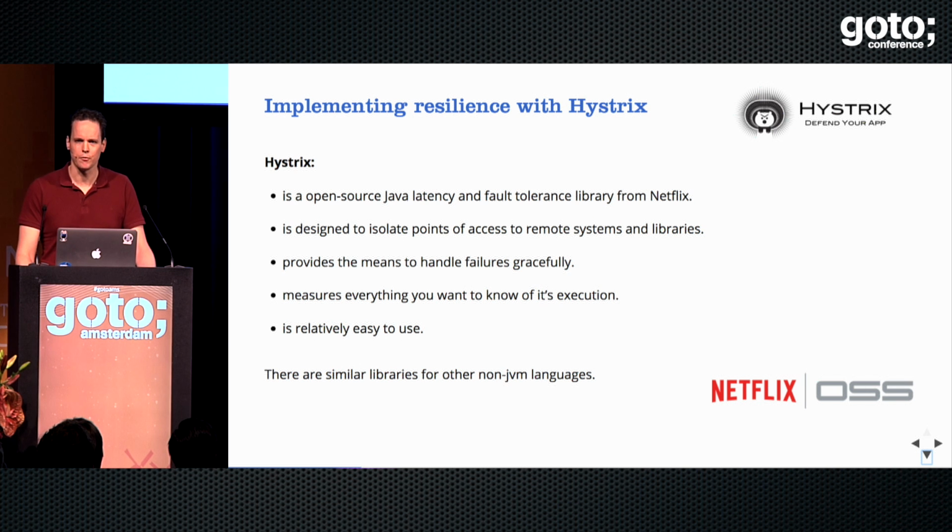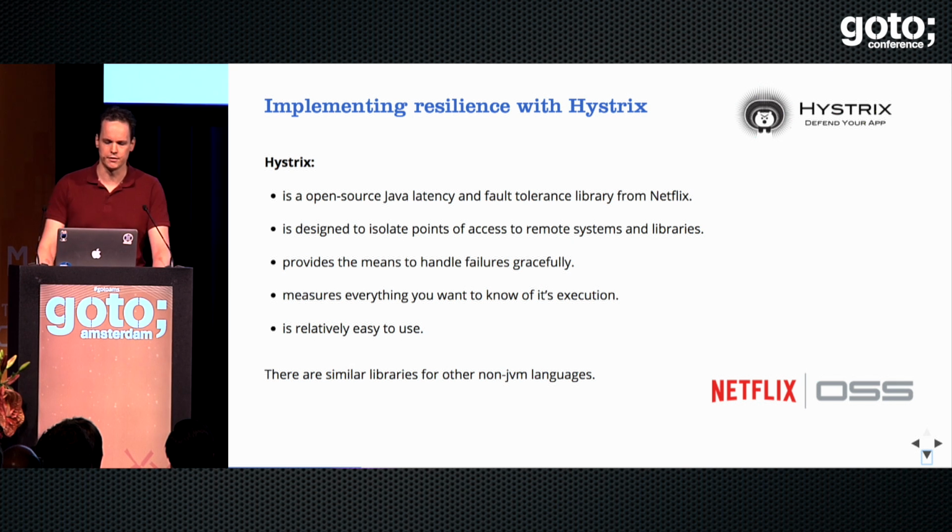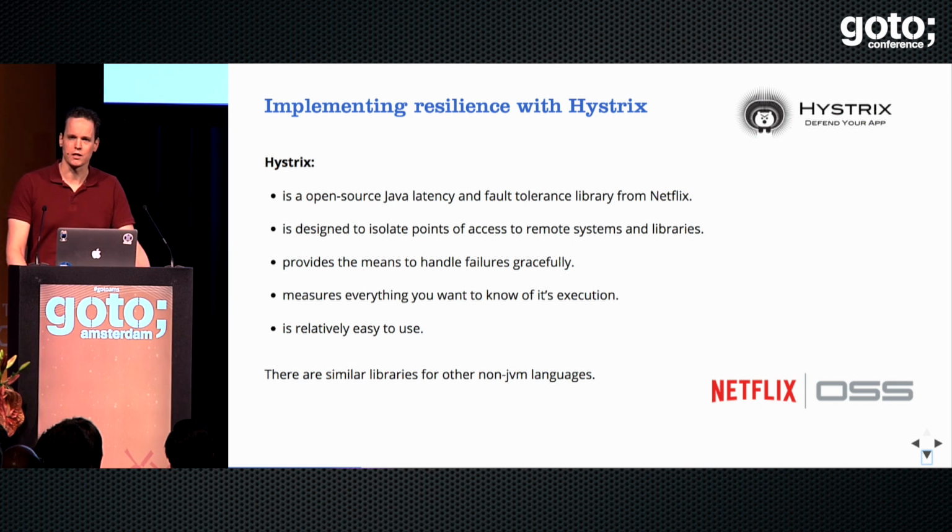And Hystrix is a library built by Netflix, and it is there to protect you against latency and fault tolerance faults. And it provides a means to be graceful in your failures. And it measures about everything it does, which gives you a great insight. And we'll see that later as well. And it's fairly easy to use. And there are similar libraries on different languages, or even different versions on the JVM. You should check them out. But this is all based on Hystrix.